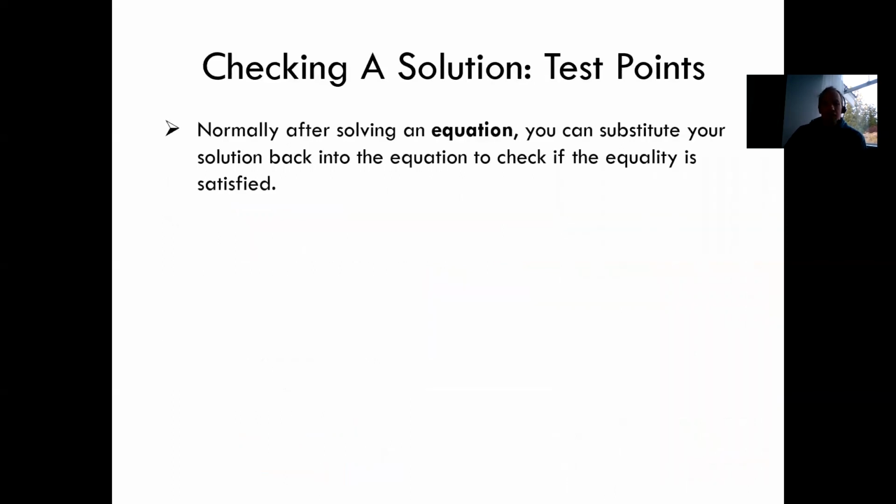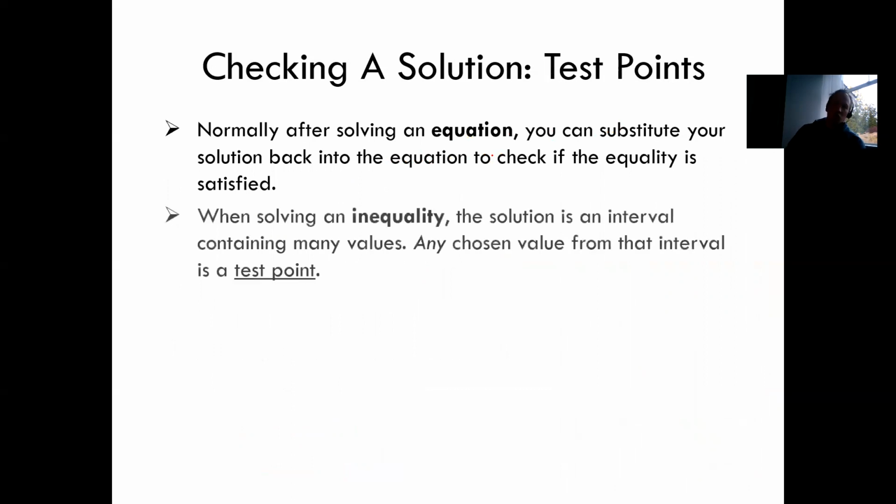Okay, so here's the thing. When you solve an equation, you can substitute your answer back in to see if the equality is satisfied. So what's going to happen here is we're going to pick some value. When you solve that inequality, we're going to pick any value, and this is key, any chosen value from the interval should satisfy it. And any chosen value from that interval gets to be called a test point.